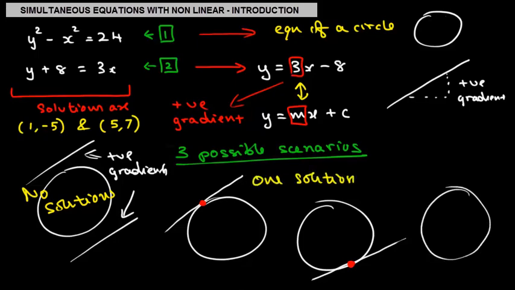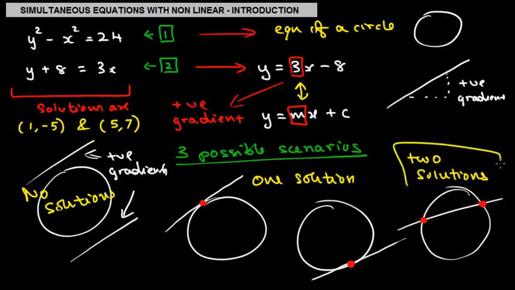In our example, we have obtained two solutions, which imply 2 points of intersection between the two graphs. Therefore, it can be concluded that in our example, the straight line cuts the circle, and if it cuts the circle, it should cut at 2 points, and that is why you get two solutions.